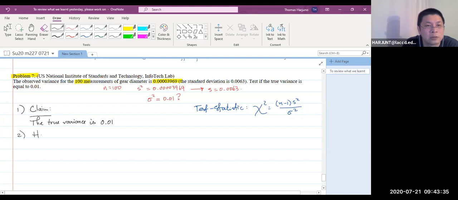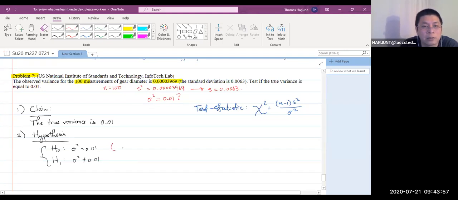Hypothesis, we are testing the variance. So the true variance or population variance is sigma squared equals 0.01. The claim is here, and it is two-tailed.